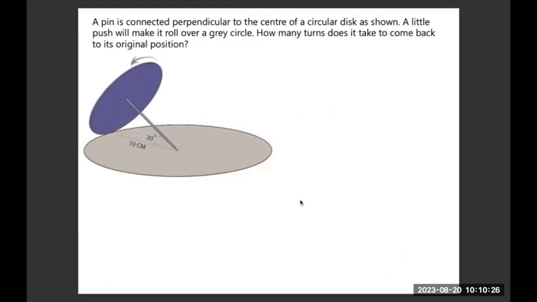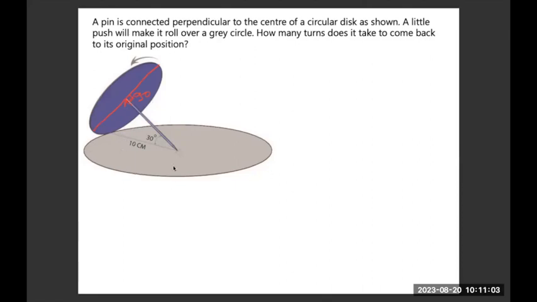Here, you're given a pin wheel which is connected along the edge of a circle. The pin is connected perpendicularly, so this is a tangent. What you see is perpendicular to this part, so there will be a 90 degree angle here. And it is connected to the center of the circular disc as shown. This is the center. A little push will make it roll over the gray circle which is given.